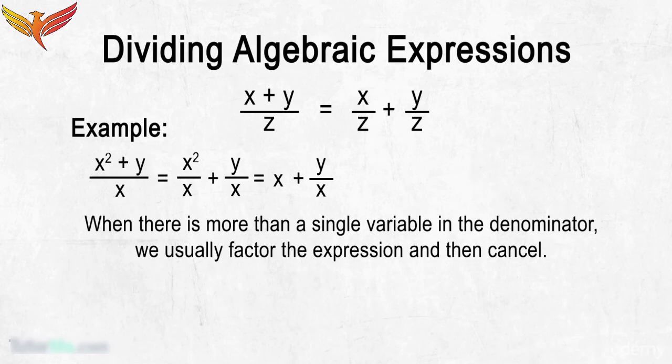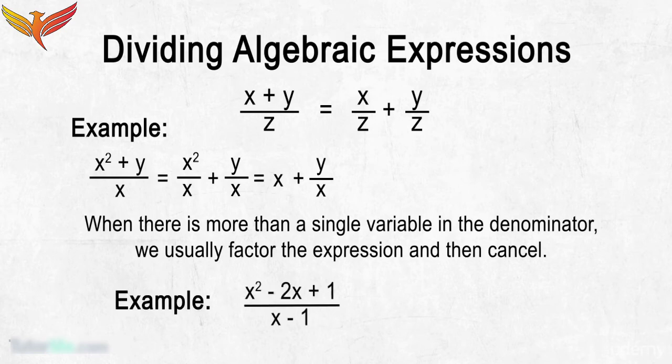When there's more than a single term in the denominator, we usually factor the expressions and then cancel, instead of using the above formula. For example, x squared minus 2x plus 1 over x minus 1. You can factor the top expression to be x minus 1 times x minus 1, and it would simplify to x minus 1. Let's get to the practice problem.